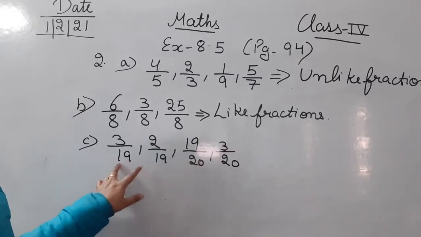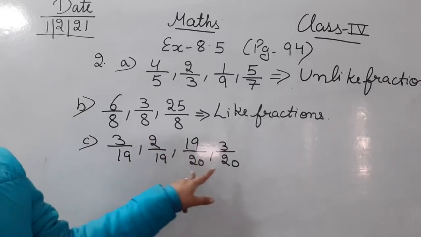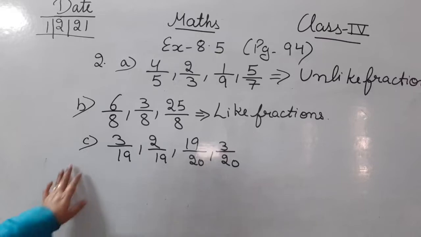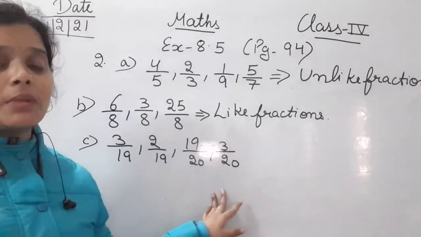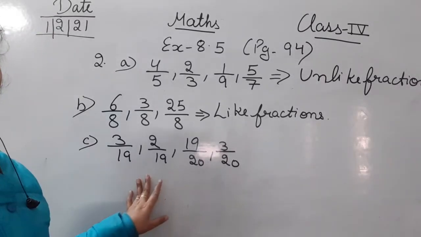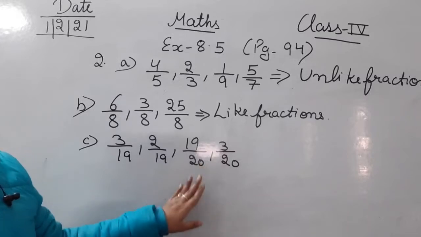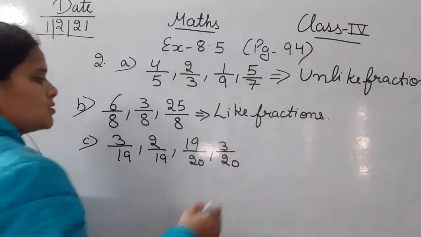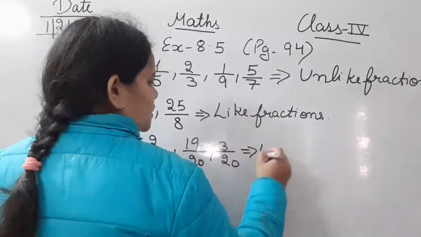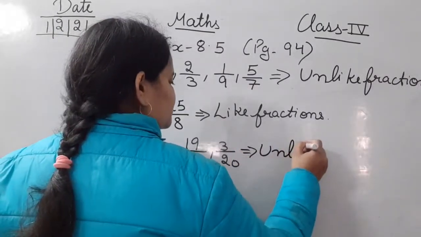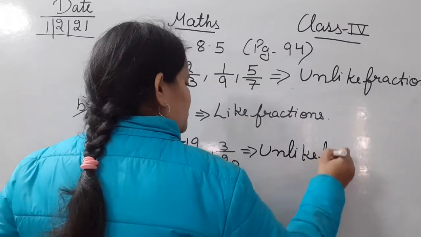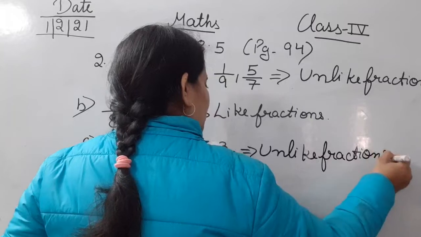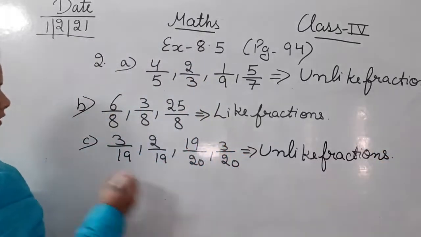देखिए इसमें two fractions have 19 as the denominator, the next two have 20 as their denominator. But इन चारों का denominator आपस में same नहीं है, दो का 19 है, दो का 20 है. So that means this is a group of unlike fractions. Clear?